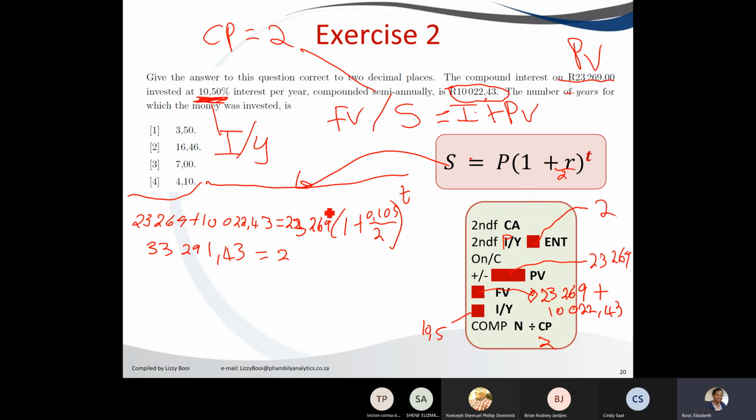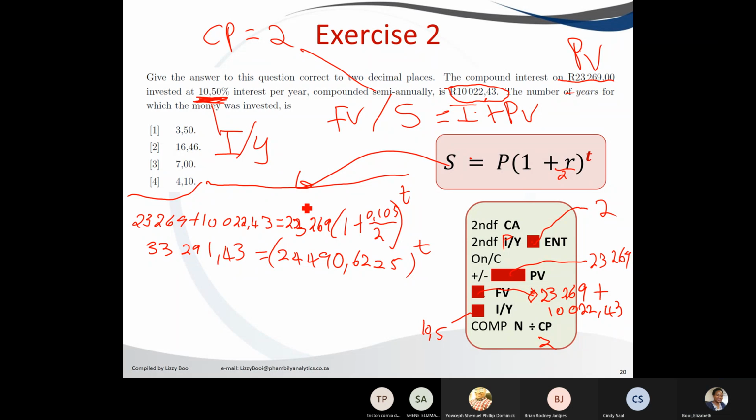Equals, and we get 24,490.6225, and this is to the power of t.